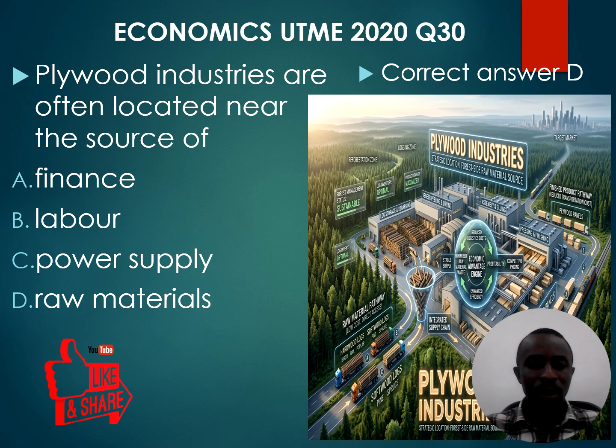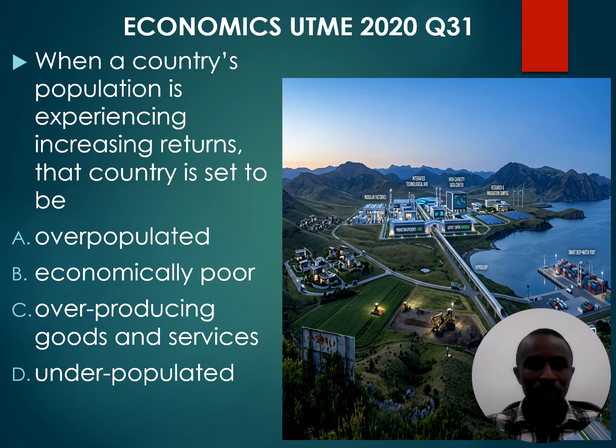Question 31. When a country's population is experiencing increasing returns, that country is said to be underpopulated. When a country is underpopulated, the total population is lower than the available resources, and that will facilitate production, leading to increasing returns to scale.